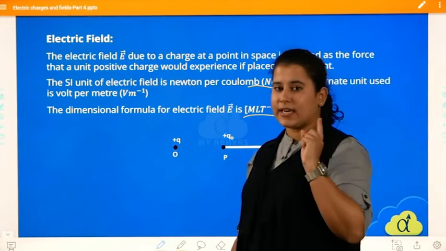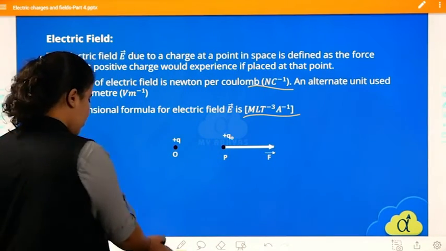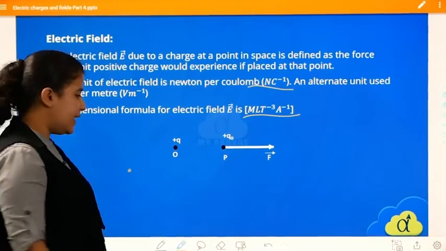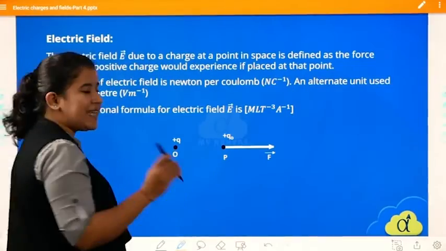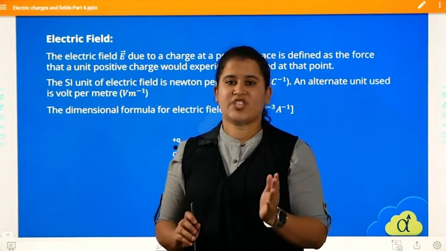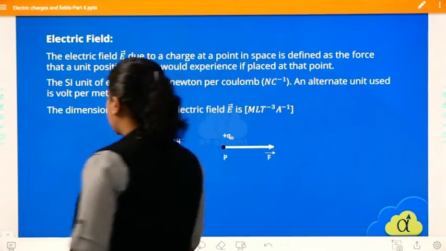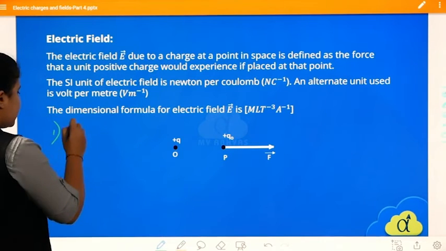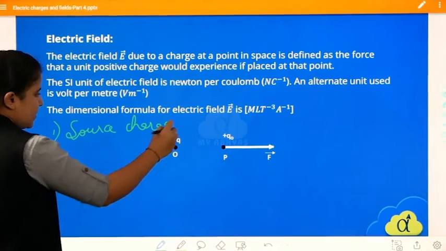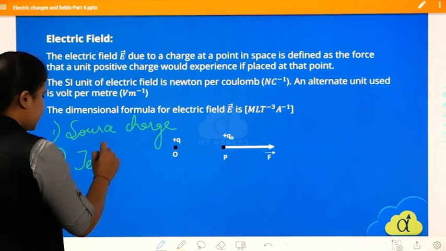Here two more concepts come which are very important. What are those two concepts? While considering the charges, I use two main important terms. One is the test charge and another one is the source charge. So what are those two important factors? One is the source charge, and the second one is the test charge.